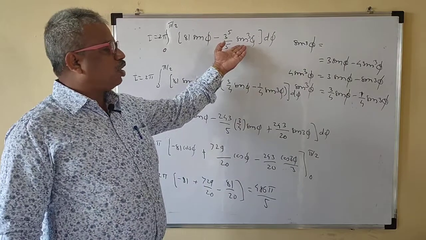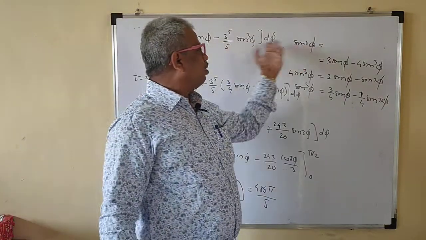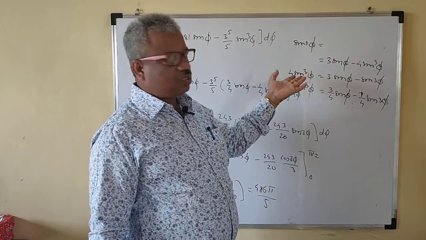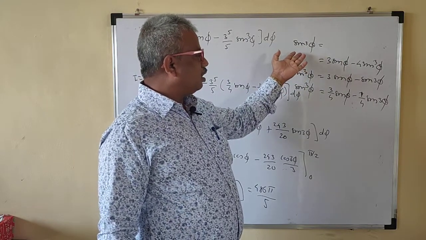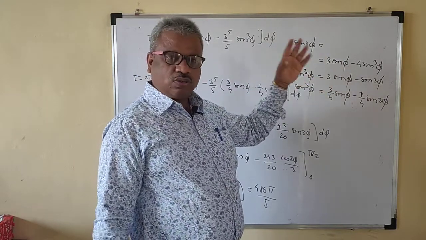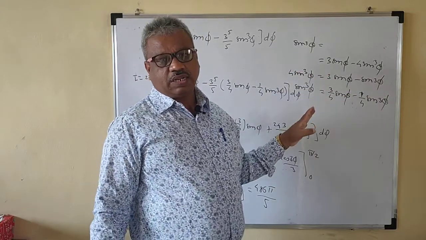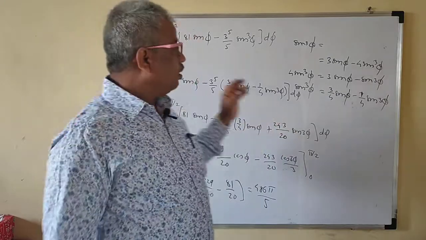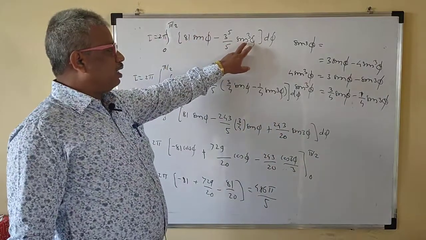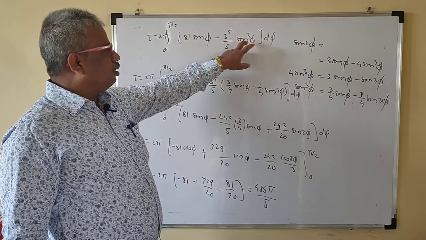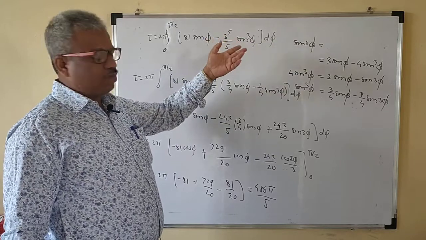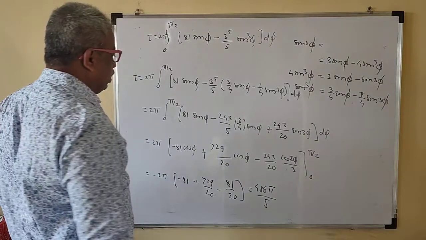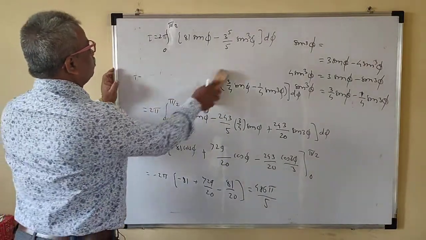If there is cos cube, then again you have to use the same formula: cos 3 theta is the same as 4 cos cube theta minus 3 cos theta, right? So with the help of this, you can manage the power. You can integrate if there is a power of the trigonometric function, sin cube theta, cos cube theta, and so on. Okay, so let's take care of this.